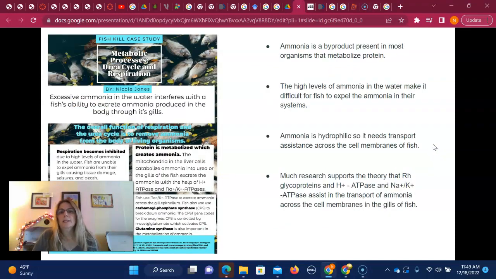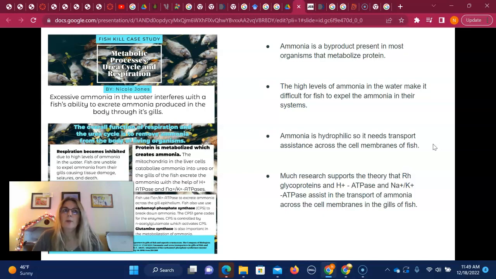So ammonia as a byproduct is present in most organisms that metabolize protein, including fish themselves. The high levels of ammonia in the water make it difficult for the fish to expel the ammonia that's already in their systems through the metabolization of protein. So ammonia is hydrophilic, so it needs transport across the cell membranes of fish, and much research supports the theory that Rh glycoproteins as well as H+-ATPase and Na+/K+ ATPase assist in the transport of ammonia across the cell membranes of fish.